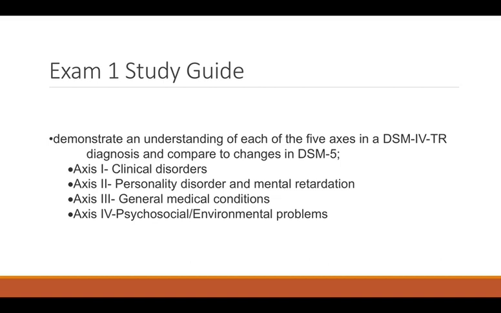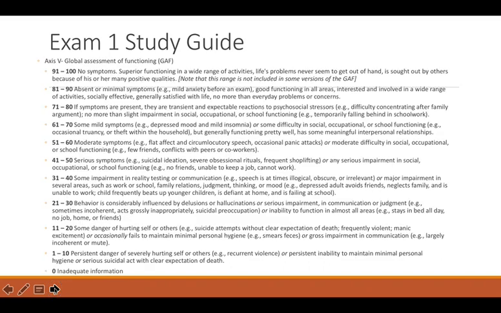So for the axes, if you know what they are, first of all, axis 1 would be your clinical disorders, those would be psychiatric disorders, okay? Axis 2 are the personality disorders, and when we use DSM-4, the mental retardation, which is now intellectual disability. Axis 3 are any medical conditions that they have and are relevant, and then axis 4 are psychosocial and environmental problems.